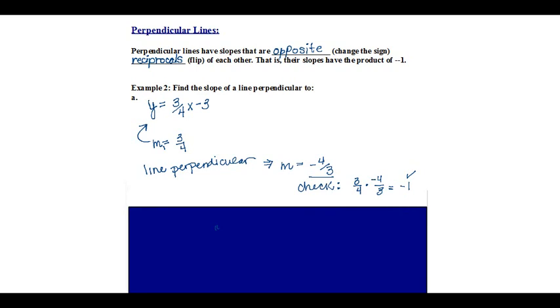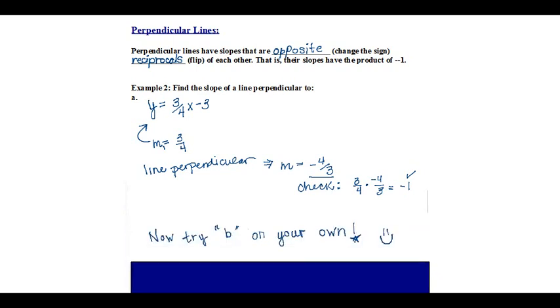At this time, I want you to go ahead and try part B on your own. Looking at part B, you should have arrived at a perpendicular slope to that given line, -2x plus 5, of 1/2. 1/2 is the opposite reciprocal of -2.